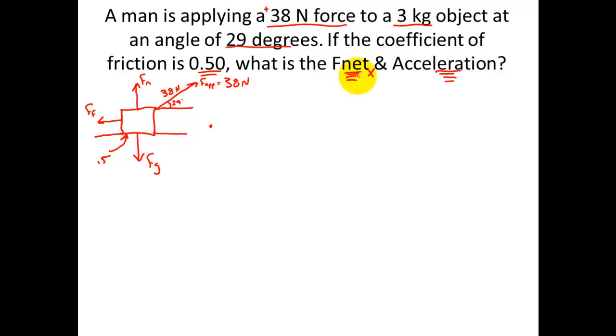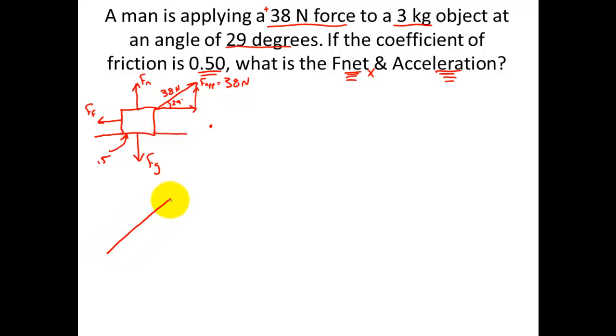The first thing I would do if I'm going to solve this problem is break out this triangle here. The force is applied at an angle, at 29 degrees. Unfortunately, we have to break that up because we need to find the x component of that force and also the y component of that force too. So I'm going to draw the triangle a little bigger, right over here.